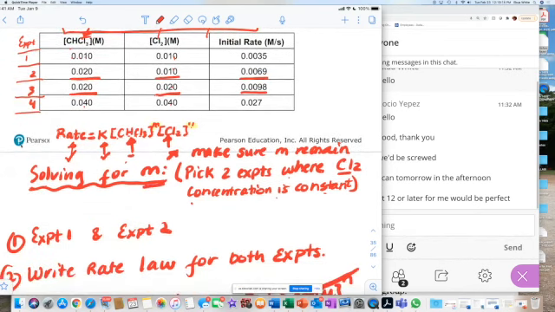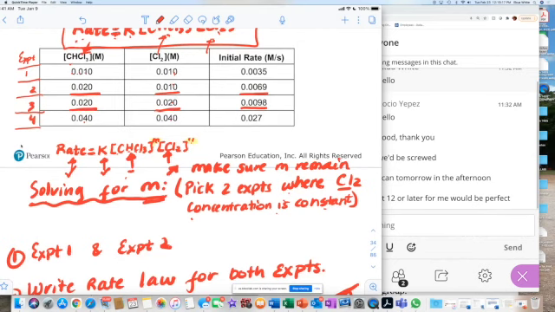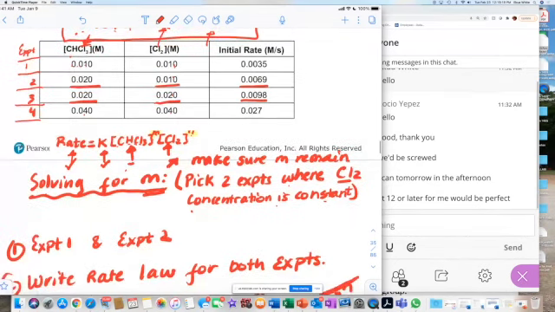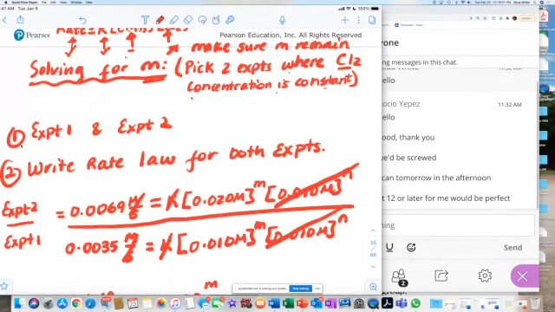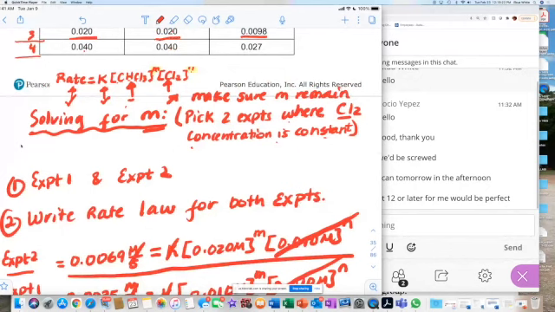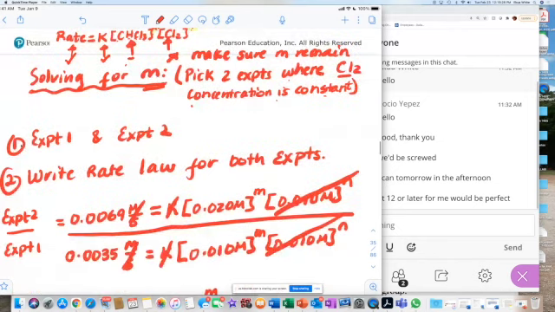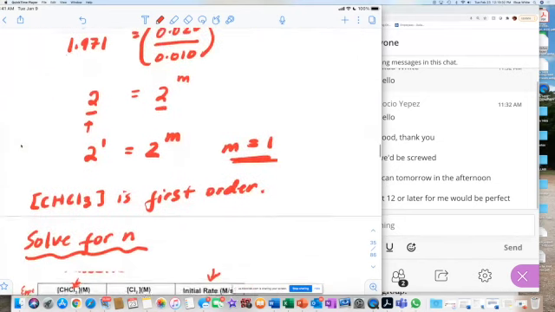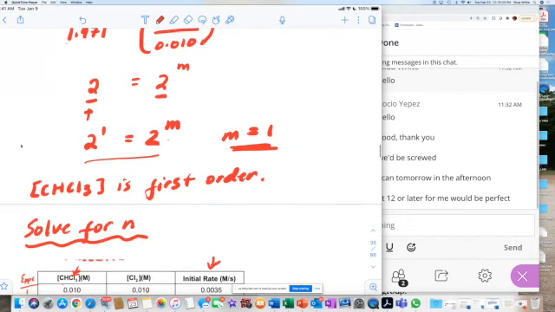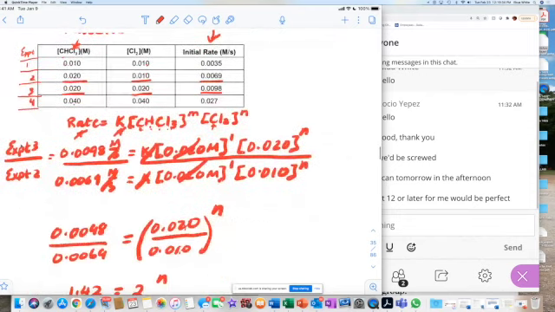To solve for M, once again, pick the experiment where the other 2 sets are constant. To solve for N, pick the experiment where the other numbers are constant, and once you practice this, you figure out which ones to pick to solve for the different exponents or the different orders. Use exponent rules to solve for M. Use exponent rules to solve for N.